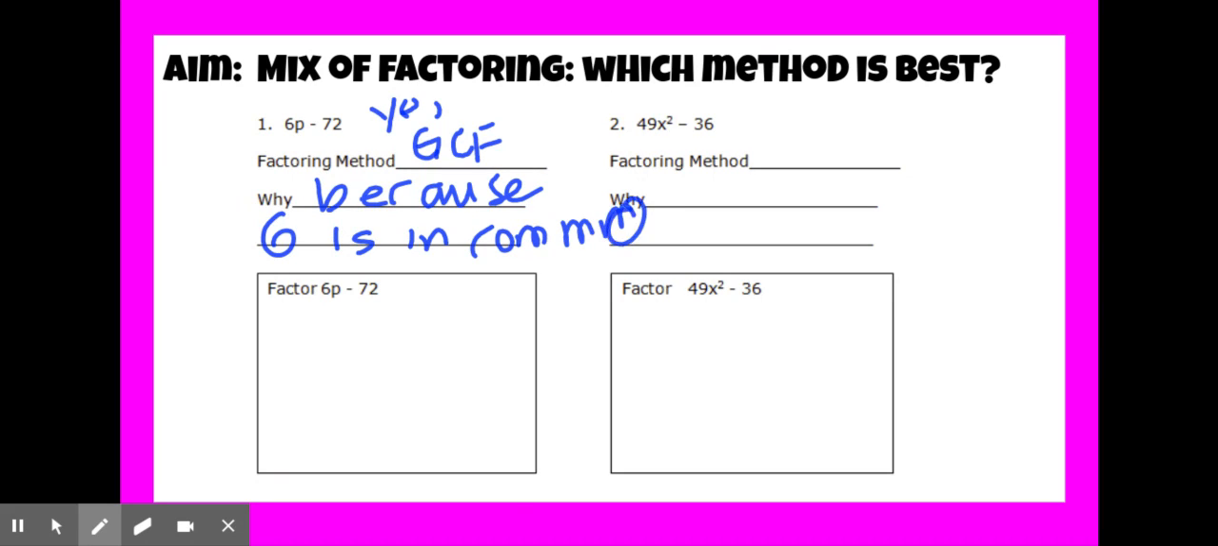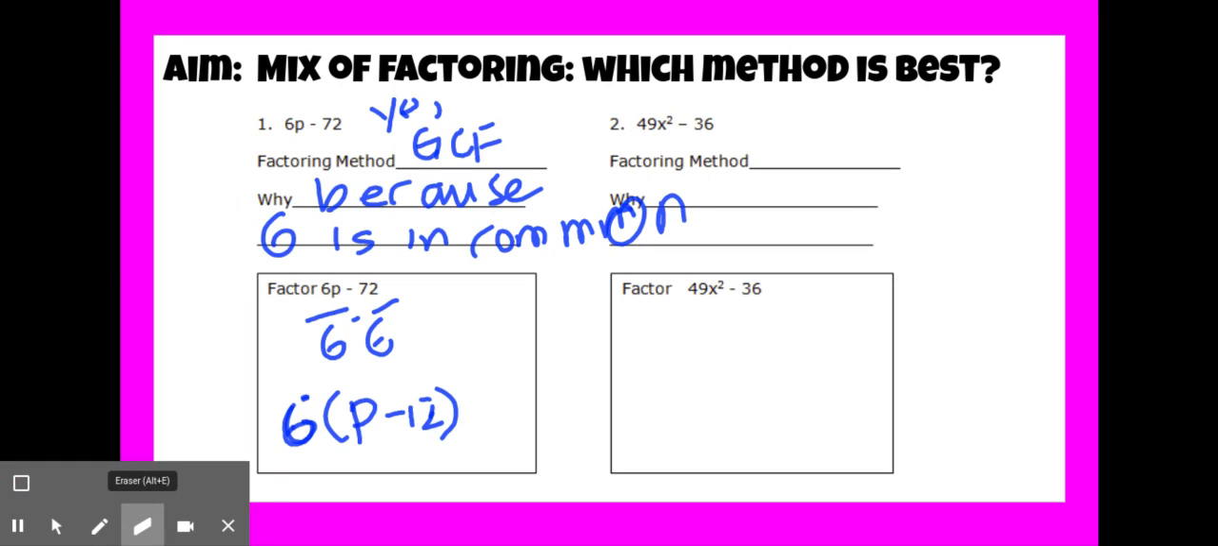Now I'm using my finger today, so it's really fat. I'm going to have to go back and erase this later. All right, so now we're going to factor it. Just remember GCF: we find our common factor, we divide it out, we put it outside a set of parentheses, and then we put the parentheses here. When we divide 6p by 6, we get p. We divide negative 72 by 6, we get negative 12. So that is our binomial factored by GCF.